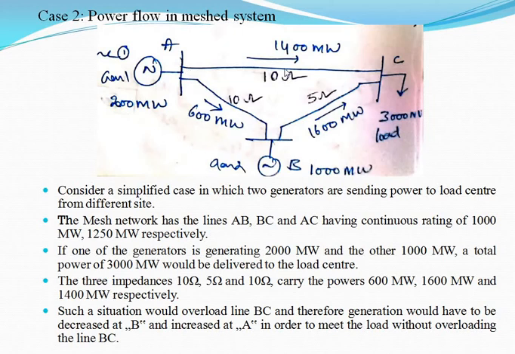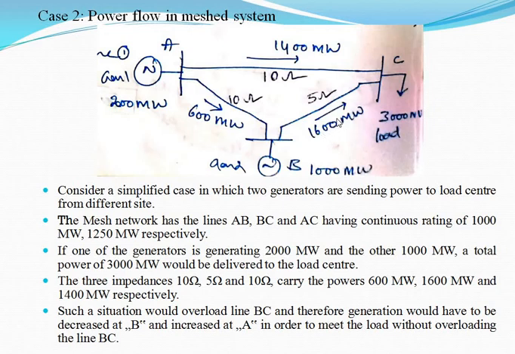The power that can be transmitted here is 2000 megawatts. The generating area is 2000 megawatts here. So 1400 megawatts is transferring through the AC transmission line, and 600 megawatts is through AB. And here the generation is 1000 megawatts, but the power carrying in this transmission line is 1600 megawatts.